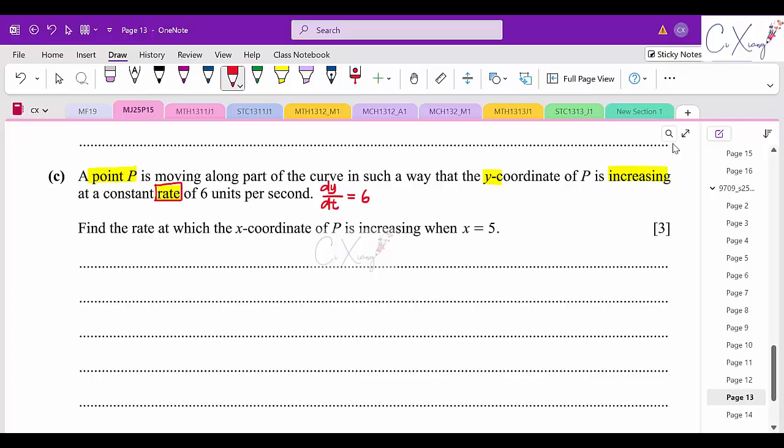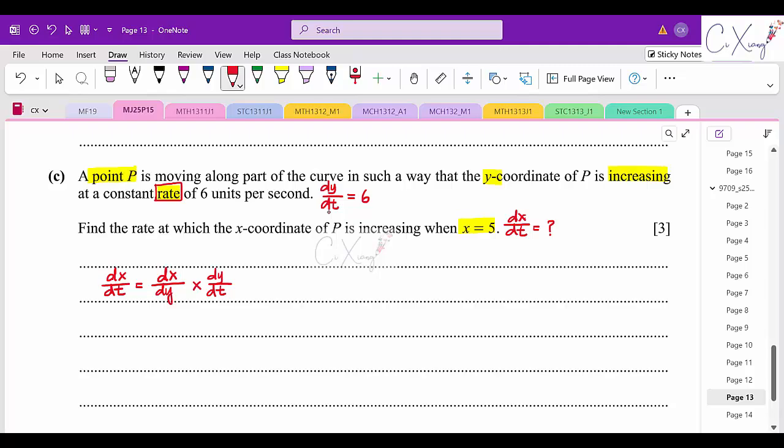Okay, if they mention in the question that we have a decreasing rate, that means you have to put a negative value to your rate, right? So this is a positive. Okay, find the rate at which the x coordinate of P is increasing when x equals to 5. And now they are interested to figure out what is the value for dx/dt. Okay, so to find out the rate of change for the x coordinate, you need to apply the chain rule where I have dx over something multiplied with something over dt. And from the question here, we already have the dy/dt. So that means the something here should be the dy.